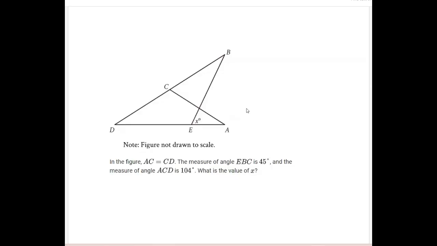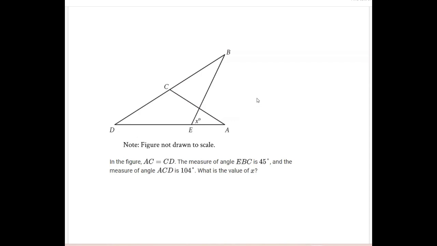Today I'd like to go over some extra geometry and trigonometry problems. So we'll get started. In the figure, AC is equal to CD. The measure of angle EBC is 45 degrees, and the measure of angle ACD is 104 degrees. What is the value of x?